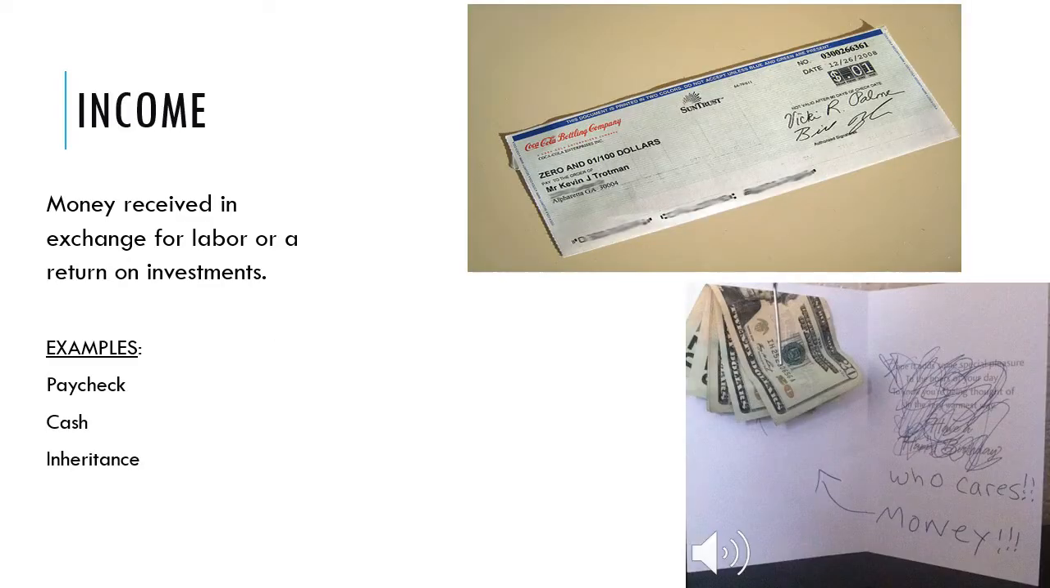So, income, as defined by our text, refers to money that we receive in exchange for labor or a return on investments. So, this is actually fairly limited, and it would include things like the paycheck we receive for our jobs or a salary if you have a salaried position, cash, or an inheritance.